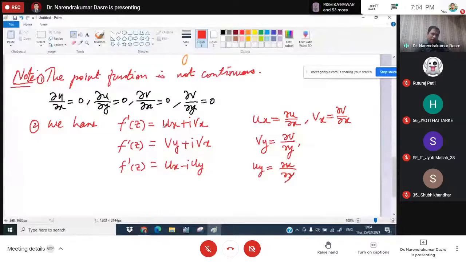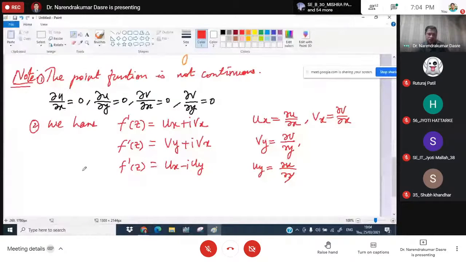If I know only v, then I can write like this. If I know only u, then I can write like this. So if I know the real part, then I can write f dash of z like this. If I know the imaginary part, then I can write f dash of z like this. Now we will test whether the function is analytic or not, and if it is analytic, how to find its derivative.